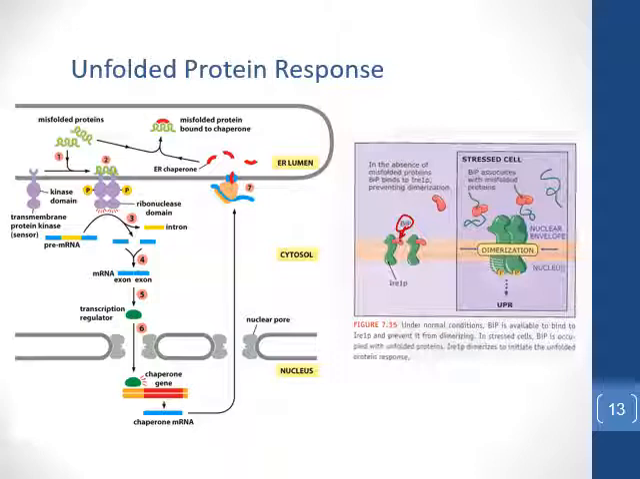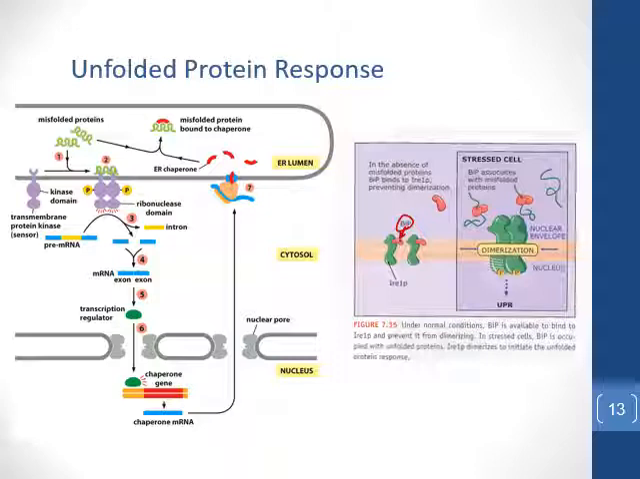is going to cause BIP to be released from IRE1 and move to the lumen of the ER, where it's engaged in protein folding efforts to properly fold proteins. Well, now that IRE1 is not bound to BIP, it's able to dimerize. The dimerization of IRE1 is what's responsible for the activation of the kinase domain.